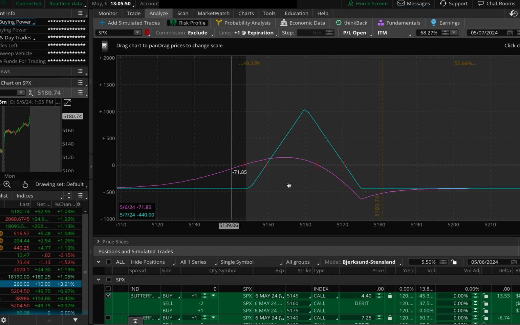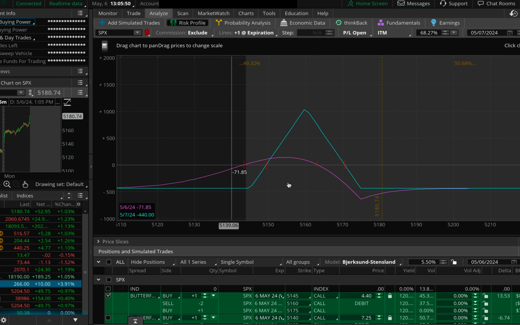So on this one, it would have been a loss. It would have been outside the tent. Total loss of 440. I'm looking at that blue expiration line. That's where it would settle at. So this first one, the 15-point, would be a loss of 440.